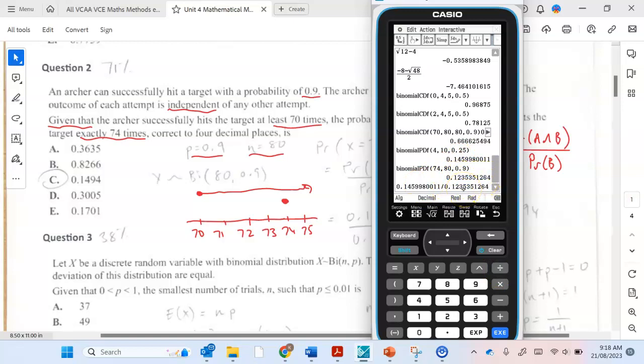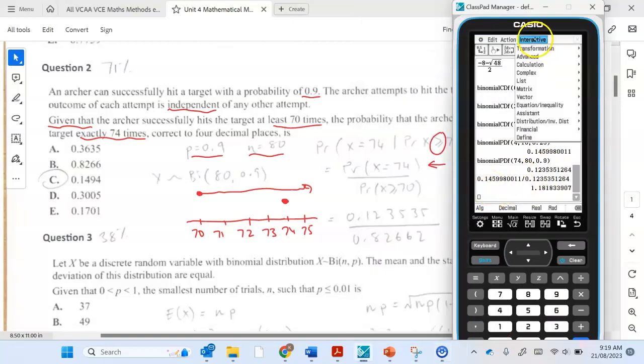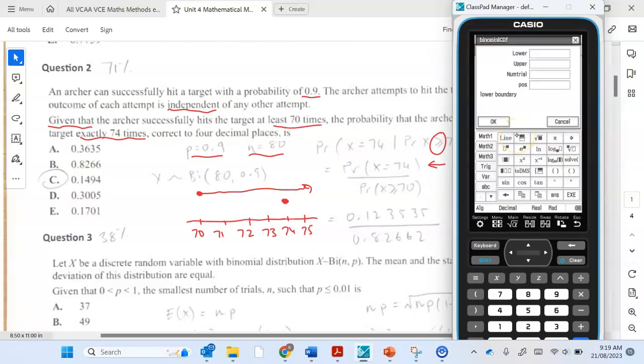Over our denominator. So many decimal places will give you a more exact answer. And where did I go wrong there? What did I do? Oh my gosh. I just realized I did a PDF again. Why did I do that? Binomial CDF. There we go.